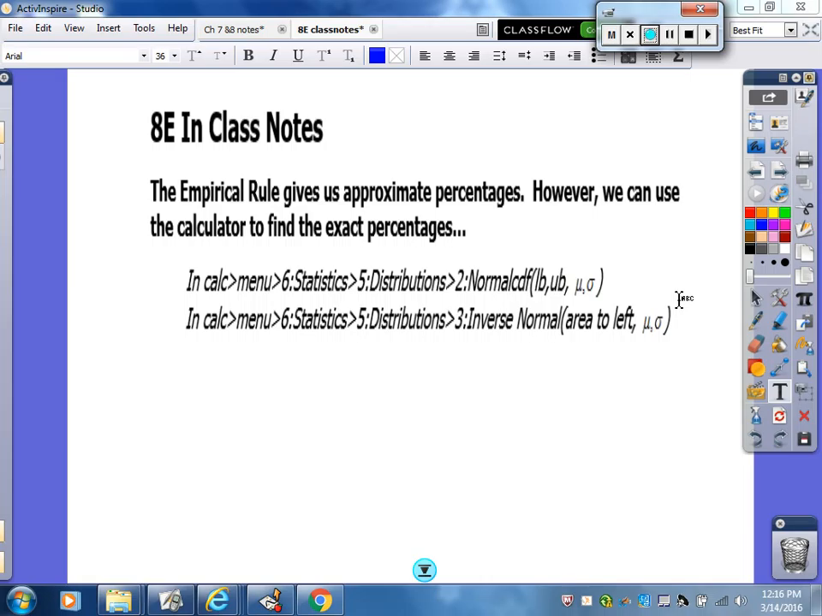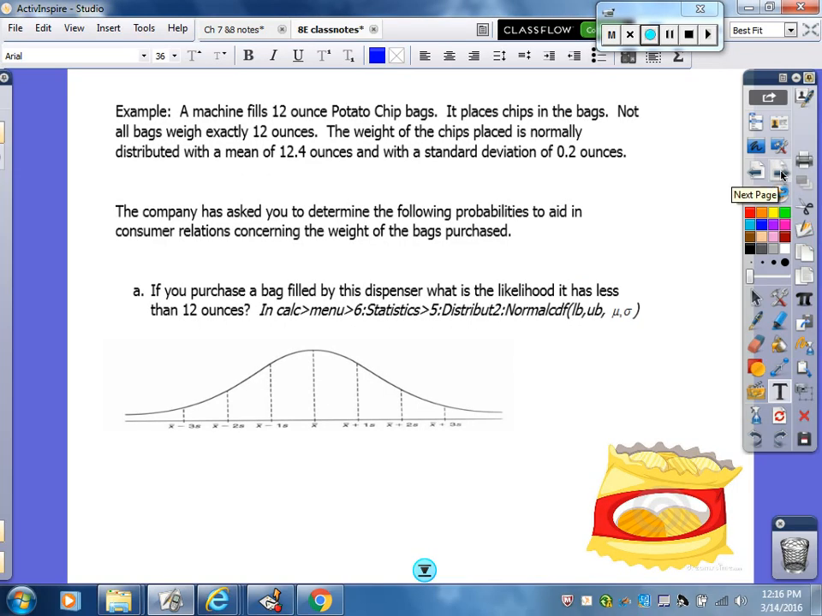Sometimes when we draw that normal curve, we're not always going to hit those cutoffs for the standard deviation. So let me show you how to use a calculator when we don't hit those cutoffs. Let's look at the following example. A machine fills 12-ounce potato chip bags. It places chips in the bags. Not all bags weigh exactly 12 ounces.